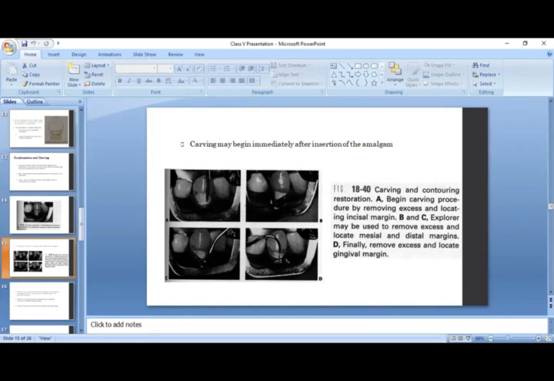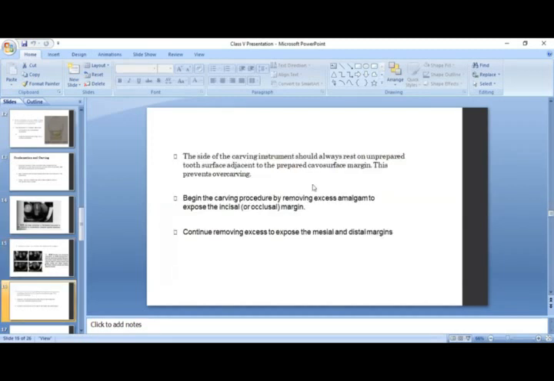Is unprepared or it is not filled with the restorative material. So we are supposed to start like this in that area. We are not supposed to rub our instrument on the restorative material. We start our carving from the side of the carving instrument, which should always rest on the unprepared tooth surface.